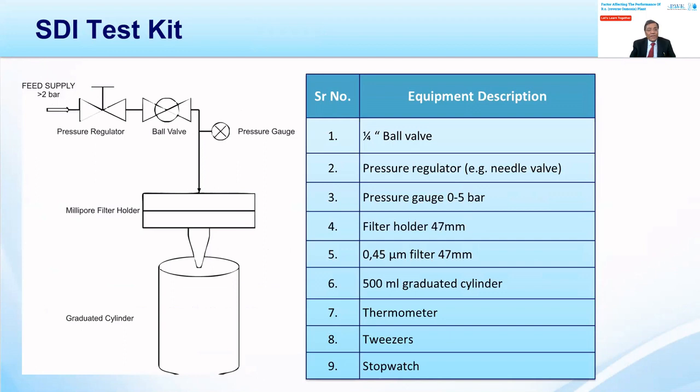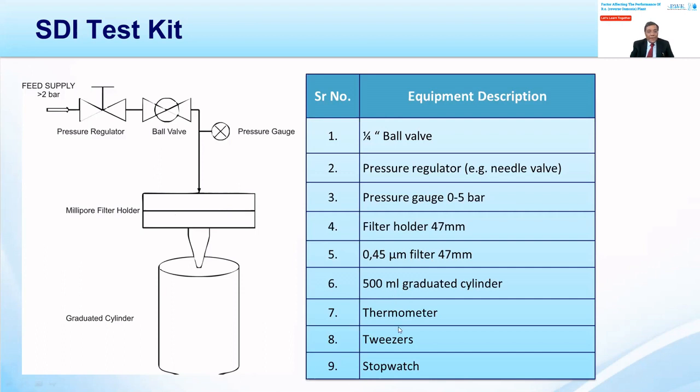This is the kit for SDI. We install a pressure regulator, a ball valve, and a pressure gauge. We put the millipore filter holder and filter paper and pass the water through it. The micron size of this millipore filter, which is very popular, is 0.45 micron. And we check how much is the filling time for the 500 ml graduated cylinder.